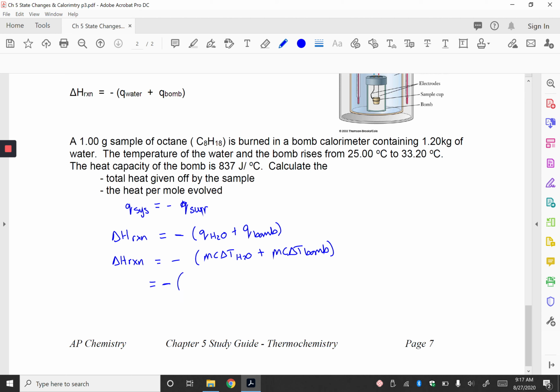So put my negative here. Let's see, what's the mass of the water? It says 1.20 kilograms. I need that in grams, so 1,200 grams. We'll put a couple of brackets here. C for water, 4.184. They don't give it to you here. They would give it to you on the exam. Joules per gram Celsius. Delta T for water is final minus initial, so 33.20 Celsius minus 25.00 Celsius.